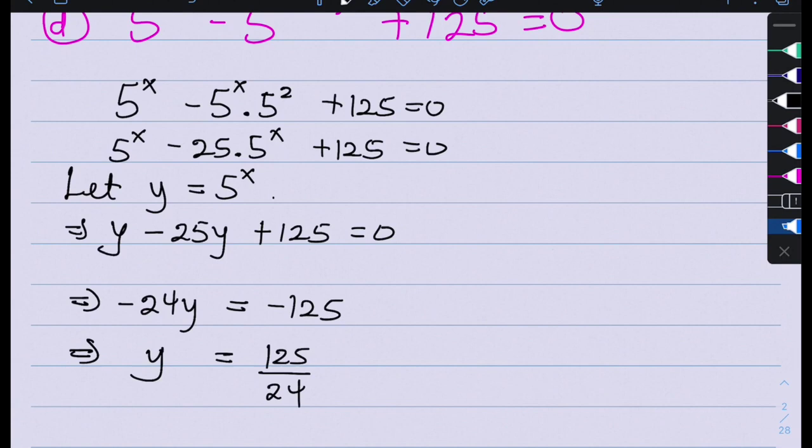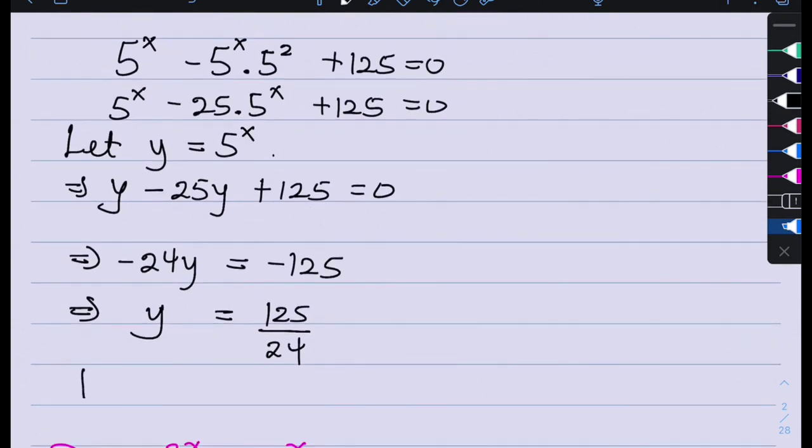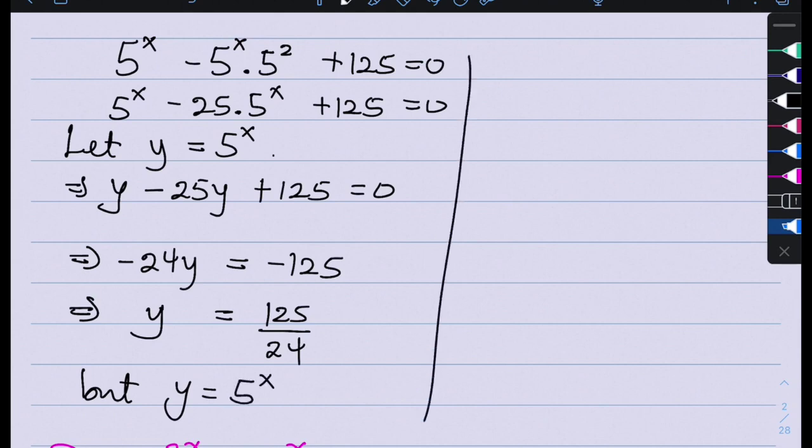Okay, you hold it. You are still looking for the value of what? Of x. You are solving for x, not for y, okay? So once you have something like this, you can see that y is equal to 5 to the power x. So now you can say 5 to the power x is equal to 125 over 24.